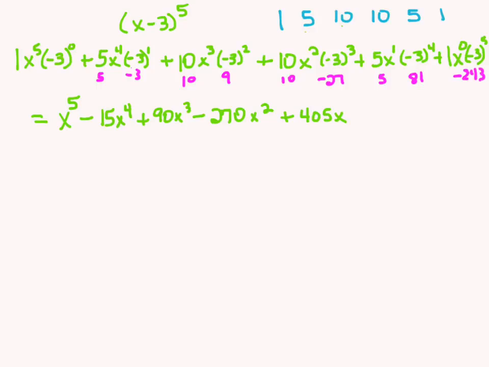And finally, the last one, negative 3 to the 5th, would be negative 243, and we're just multiplying that times 1. So minus 243. And so there we have it, the expanded version, x minus 3 to the 5th.